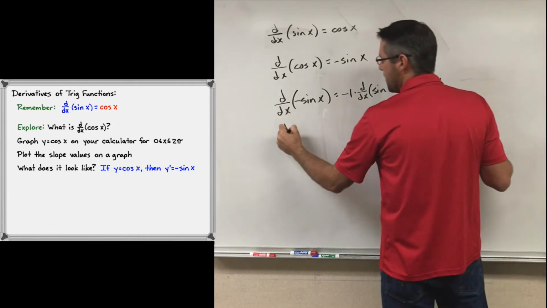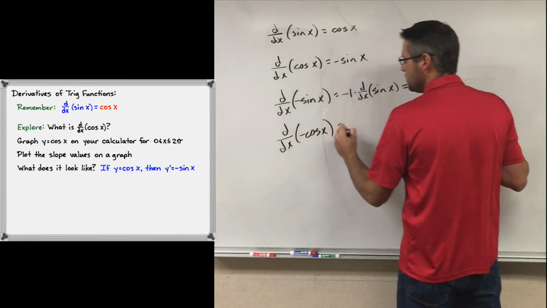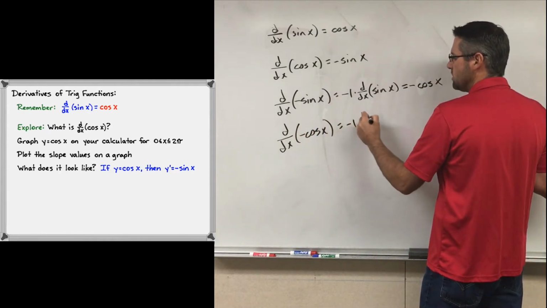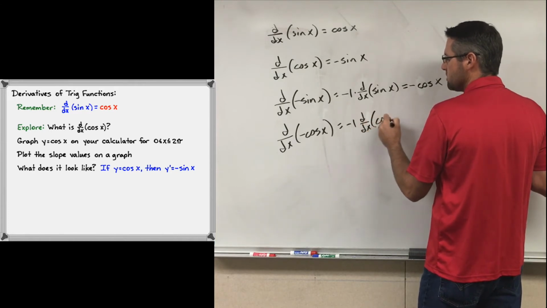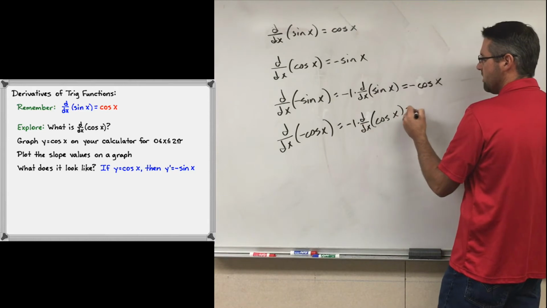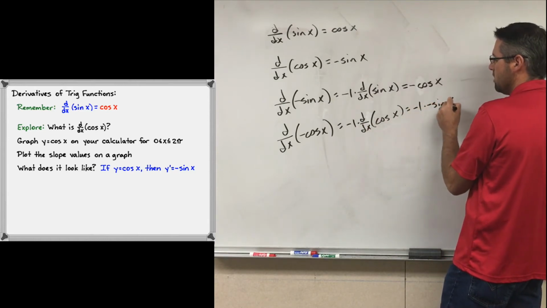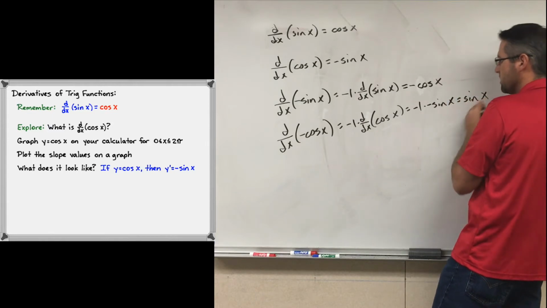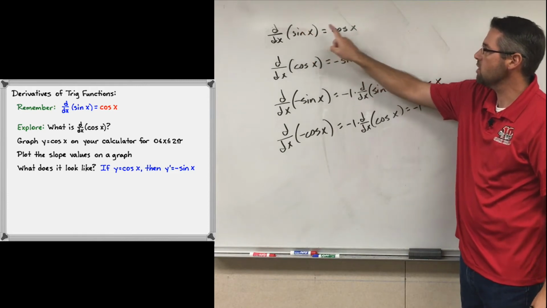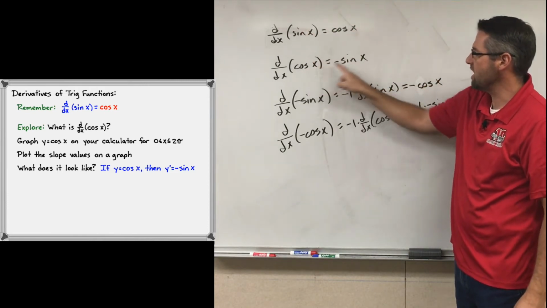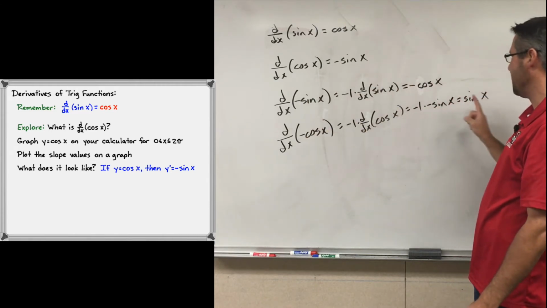And then we can keep going with that. Let's find the derivative of this guy. So the derivative of negative cosine of x, we'll do the same thing. Take the negative 1 out, and then take the derivative of the cosine of x, which is negative sine of x, so negative 1 times negative sine of x simplifies to sine of x. And then we're back to square one. So the derivative of sine is cosine, the derivative of cosine is negative sine, the derivative of negative sine is negative cosine, the derivative of negative cosine is sine.